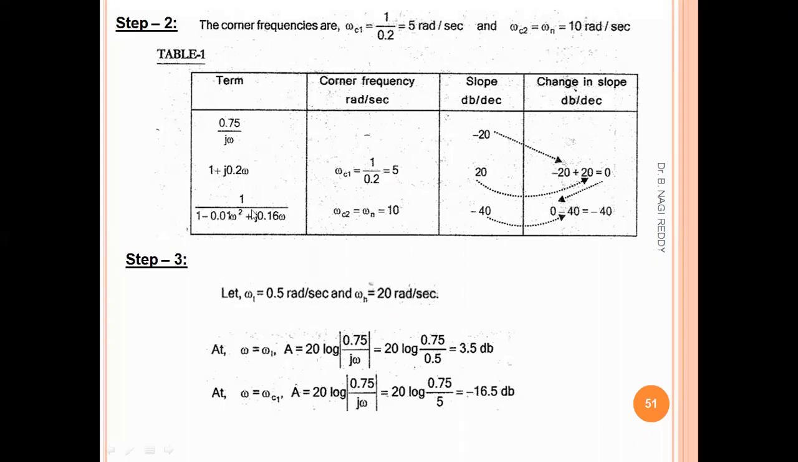However, the corner frequency can be calculated or taken directly from this term. You can see here the coefficient. From that coefficient, we can write the corner frequency as 10 radians per second. So we have two corner frequencies, and for this first term, we don't have any corner frequency because it is not in the format of 1 plus st.